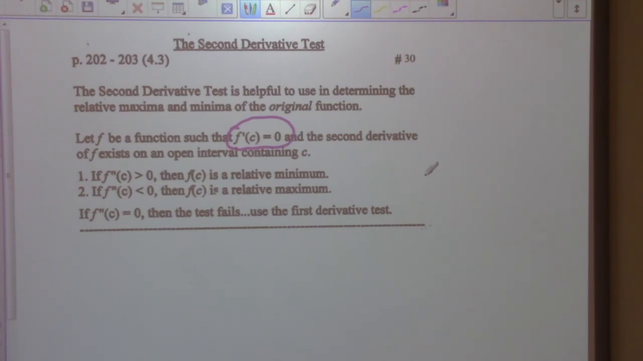Is f double prime greater than 0 concave up or concave down? That's concave up, right? So that means, because we have this shape and f prime equal to 0, it has to be a relative minimum. And conversely, for this one, it's going to have to be a relative maximum if f double prime is less than 0. And if f double prime equals 0, then the test fails. Then you use the first derivative test, which we went over recently. So that's what that is.